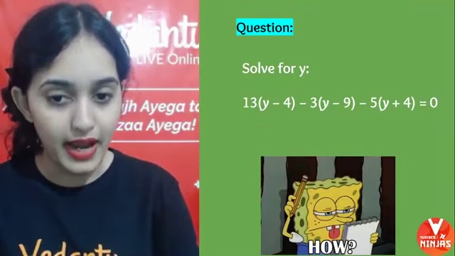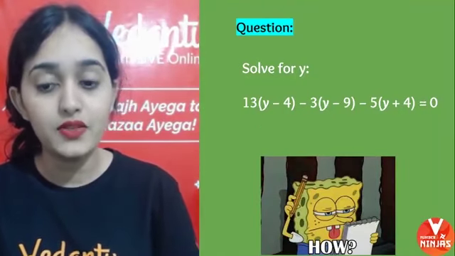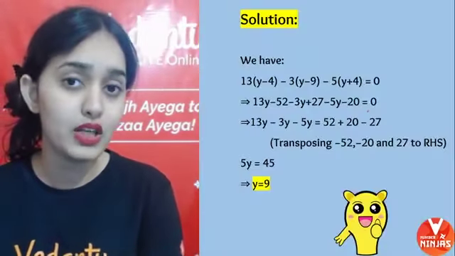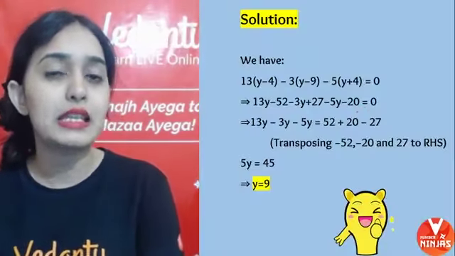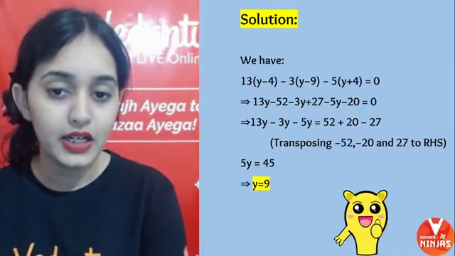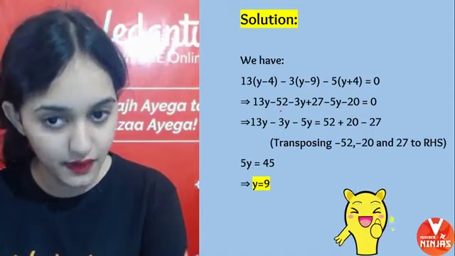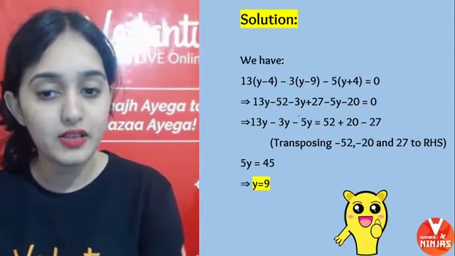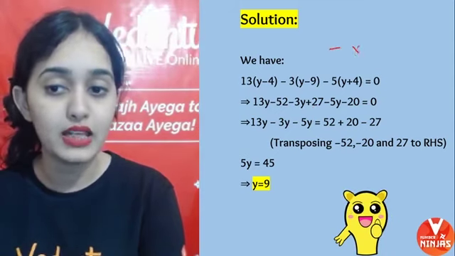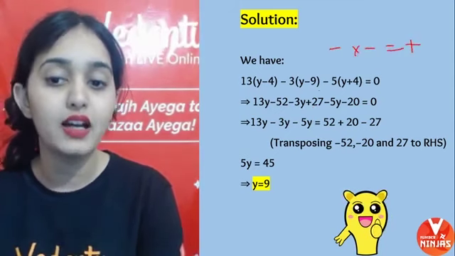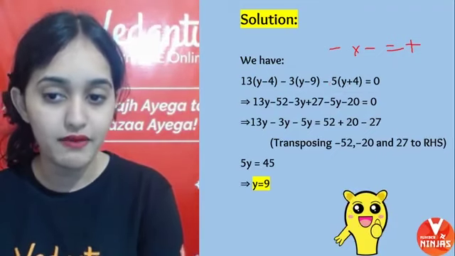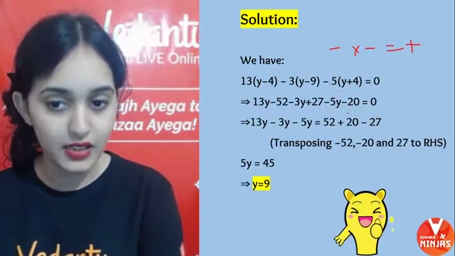Solve for y. So 13 into y minus 4 minus 3 into y minus 9 minus 5 into y plus 4. So it's a big equation but very simple. Just simply open the brackets. 13 into y is 13y. 13 into minus 4 is minus 52. Minus 3 into y is minus 3y. Minus 3 into minus 9 is plus 27, because minus into minus is plus, है ना? So plus 27. Minus 5 into y is minus 5y. Minus 5 into 4 is minus 20.